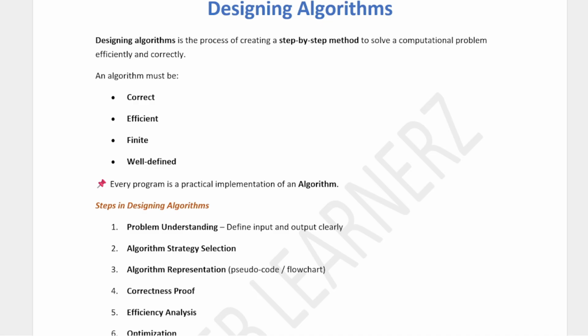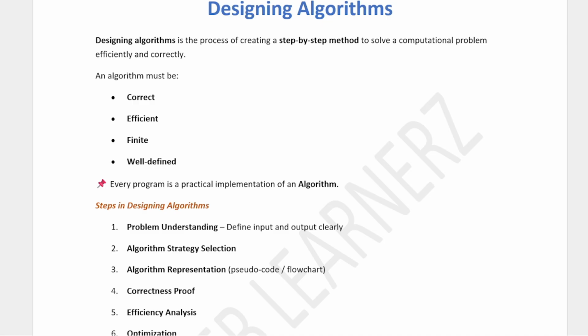For an algorithm to be good, it must follow some rules, some properties. First one is correct. Correct means it always gives the right result. For example, if a calculator gives wrong answers, it is useless. Second is efficient. Efficient means it saves time and memory. For example, taking a shortcut instead of a long road.